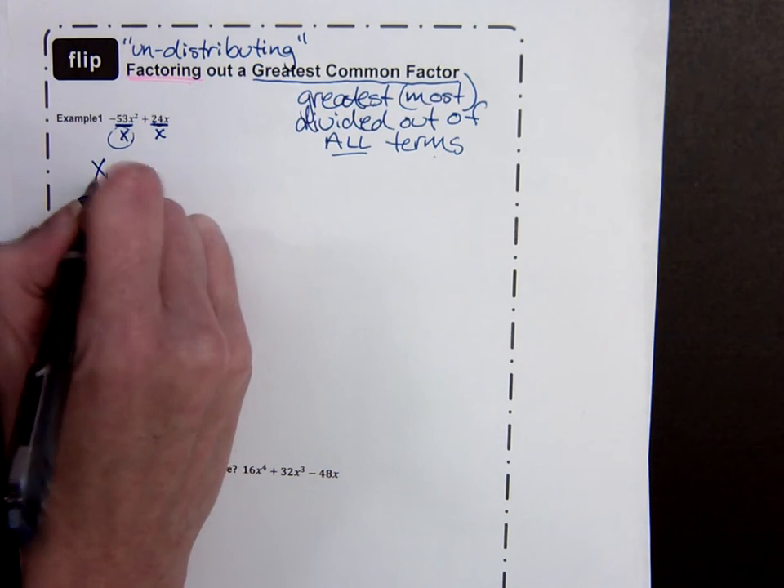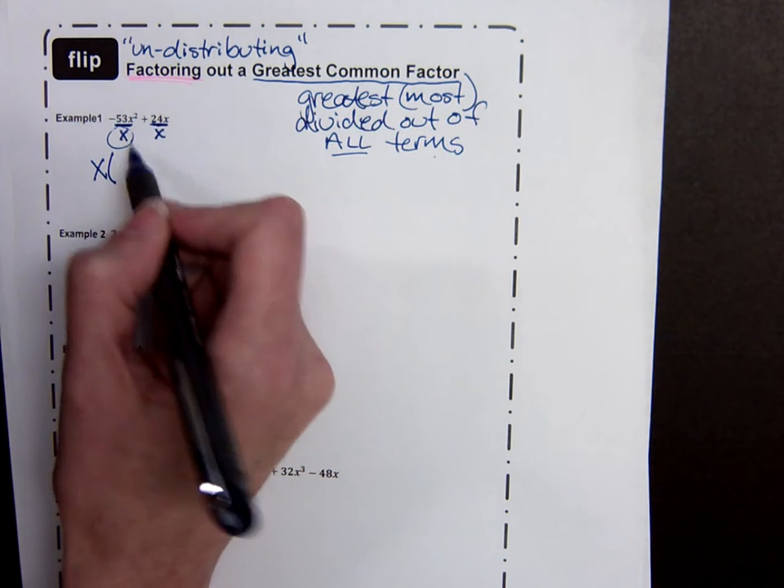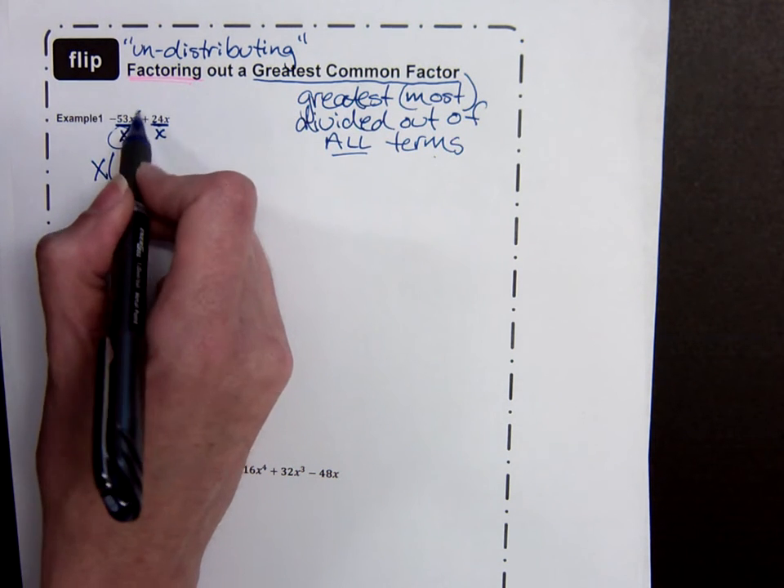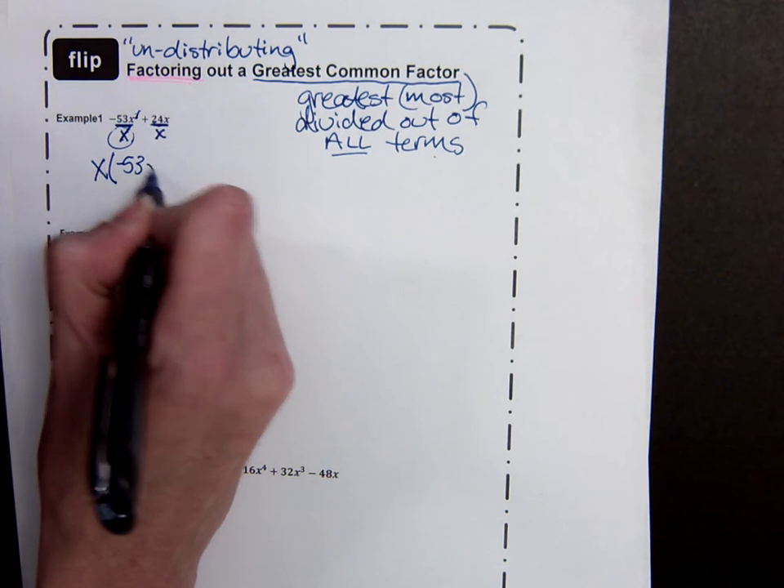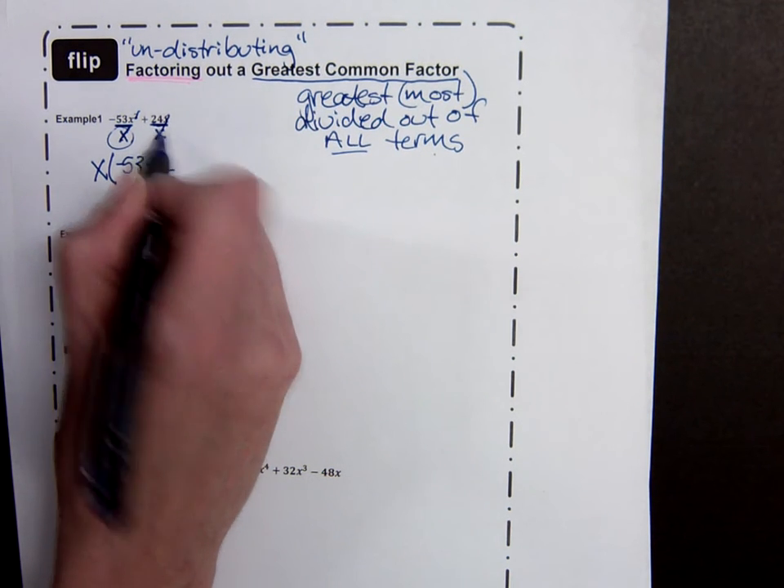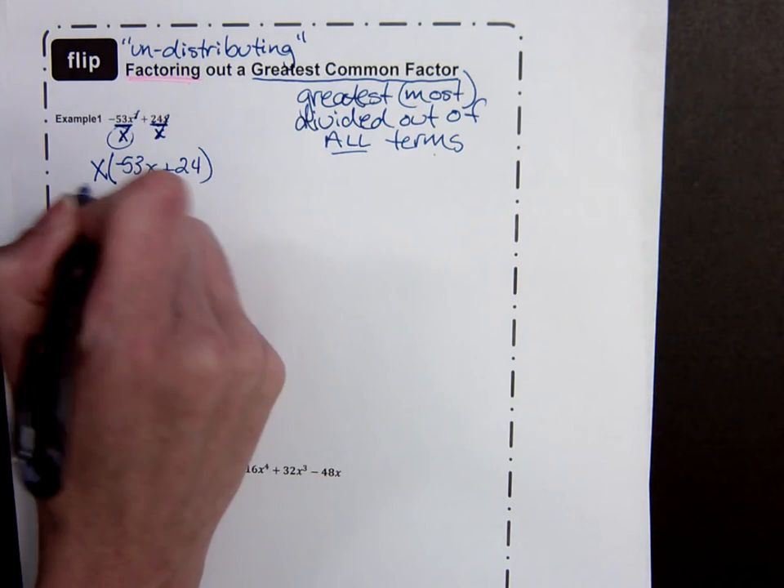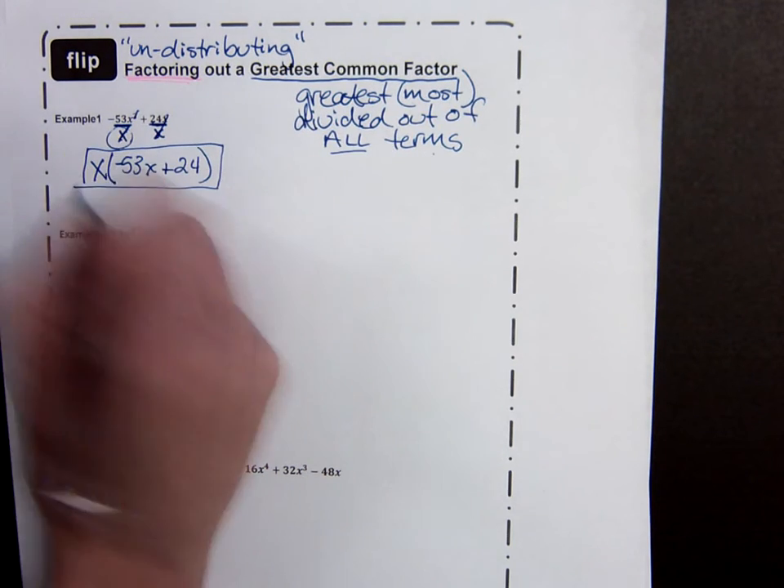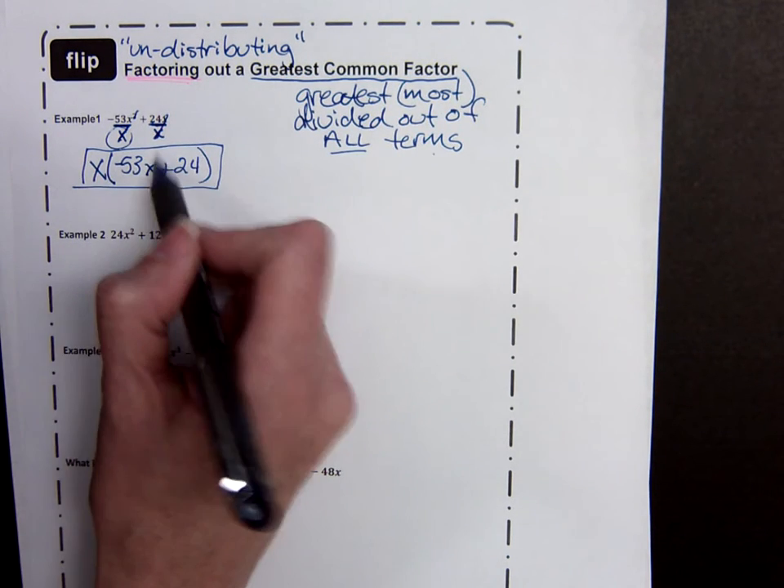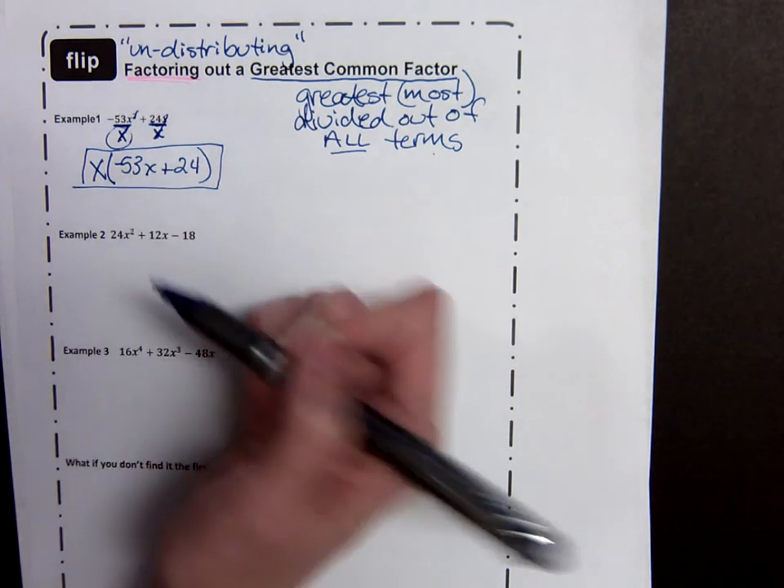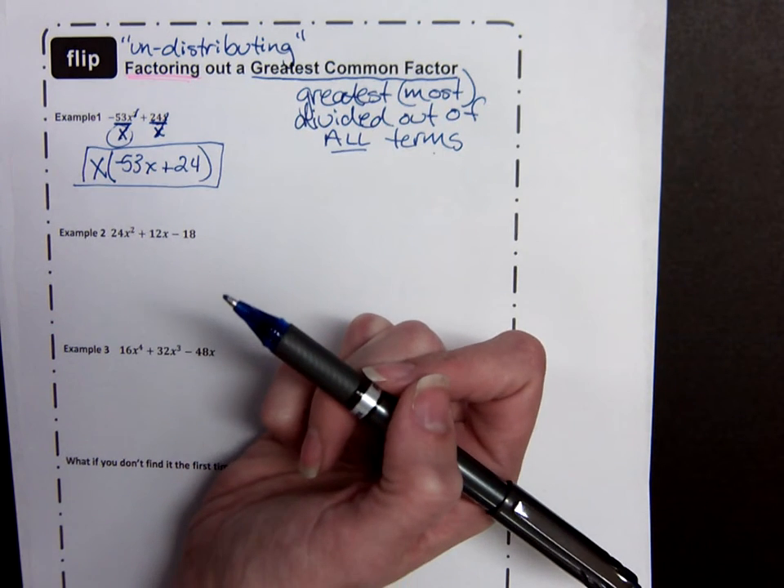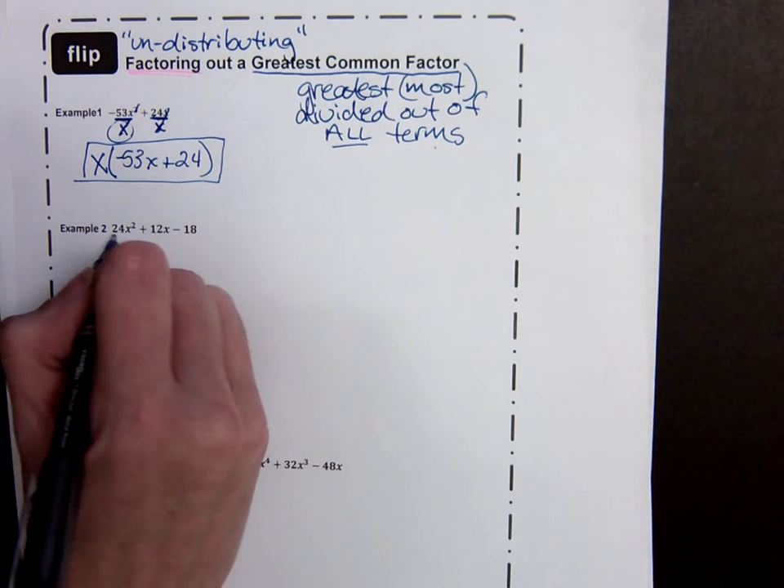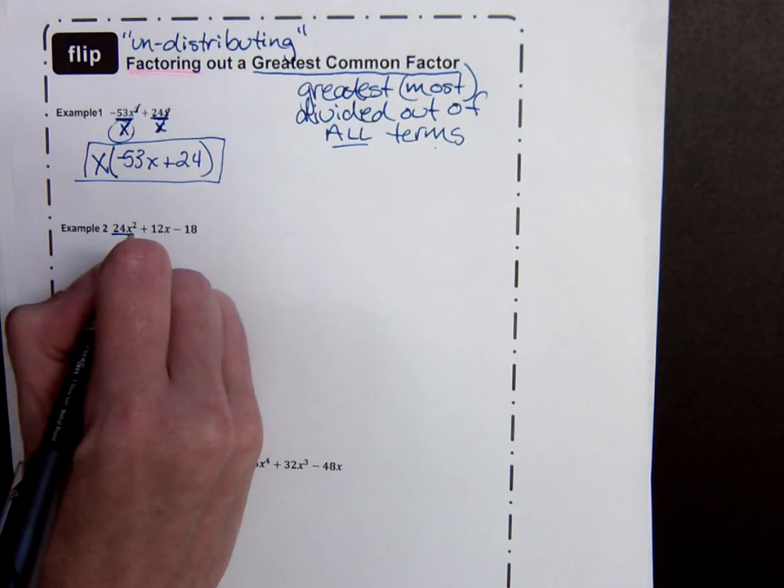So I'll rewrite it with the x out front. And then we do the division just like we did before. Negative 53x plus 24. That's it. Okay, if I distribute this back in, I'm going to get my x squared and 24x, and we know we're good to go. Okay, so let's look at another example.